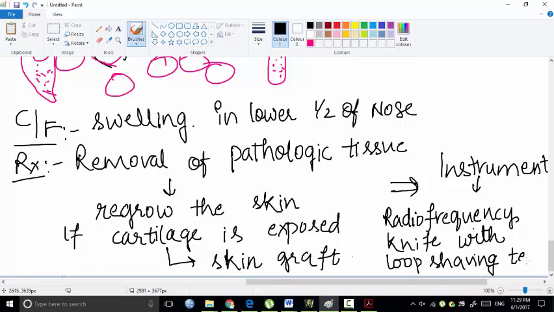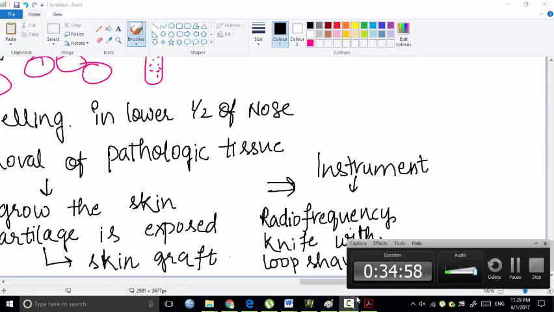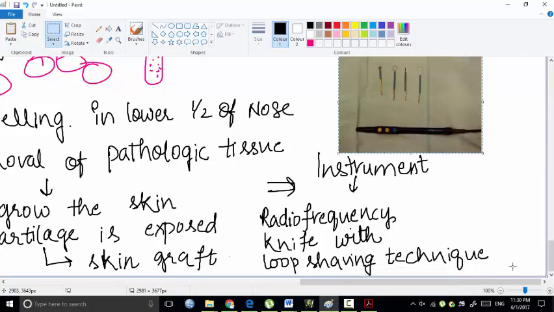So this type of instrument is used for the technique of Rhinophyma. This is the instrument which you generally use, which is a radio frequency instrument with loop shaving technique. So these are the loops. So this is the instrument which is used for Rhinophyma.